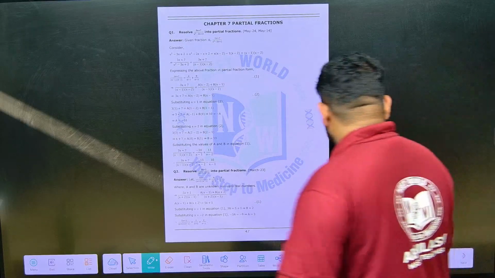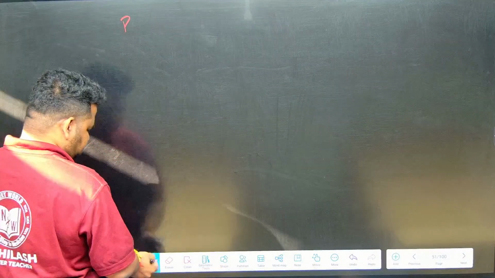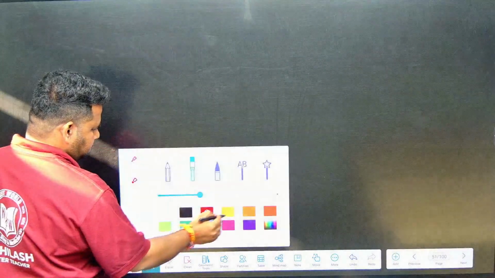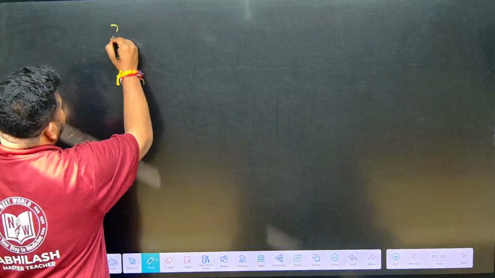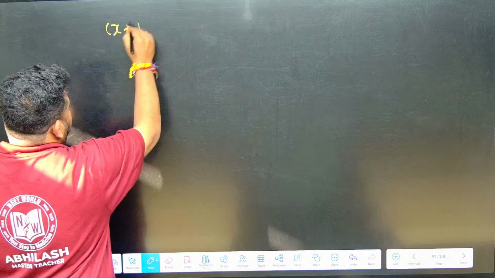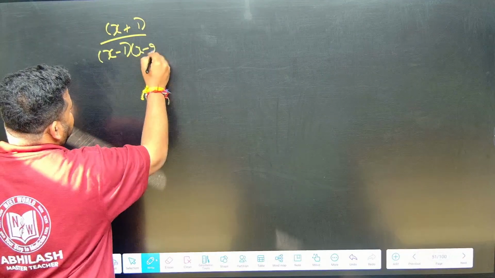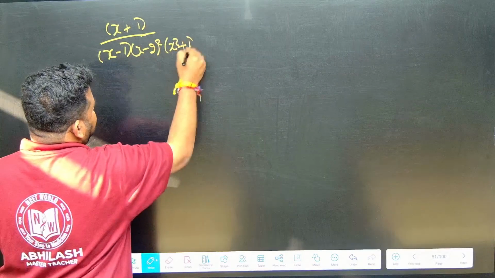Before going to this, what is the concept that you know when it comes to partial fractions? Let me do it in a single question. Suppose we have a question like this: x plus 1 divided by (x minus 1) into (x minus 2) whole square, into (x square plus 1). This is the thing that we have.